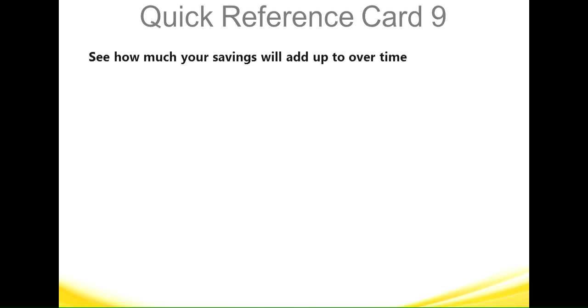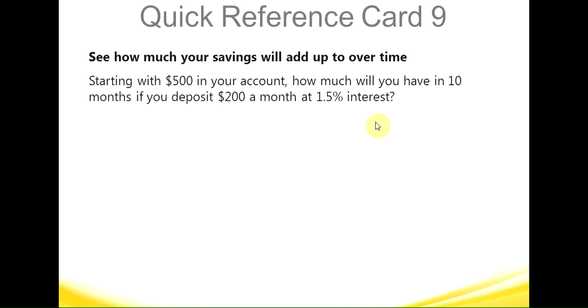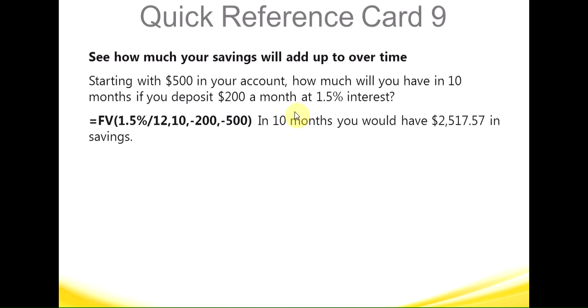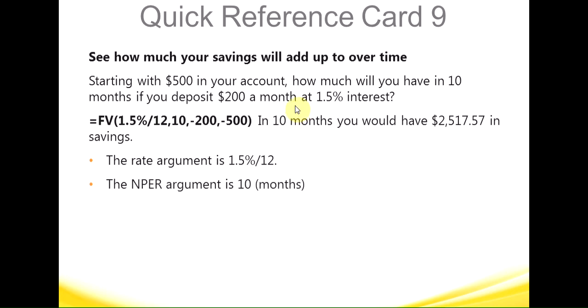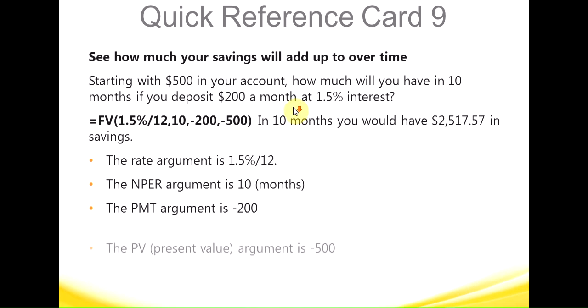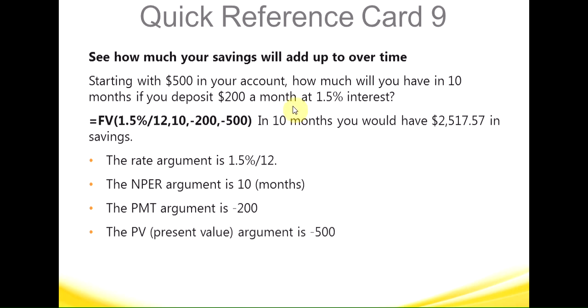Another example that we saw was to see how much your savings will add up over a period of time. We started with money in our account and determined how much we will have in our account after a 10-month period of time if we made a particular number of investments at a 1.5% interest rate. For this, we used the future value, or FV formula. The rate argument was 1.5 for the percentage. The NPER was 10 months for a period of time, and the payment that we made was $200 each month. The present value argument was what we already had in the account, or a deposit of negative $500.